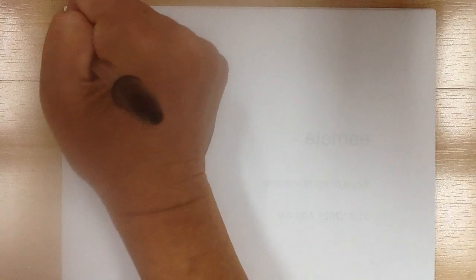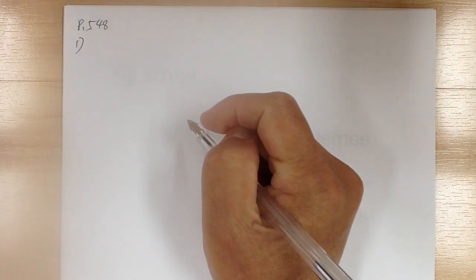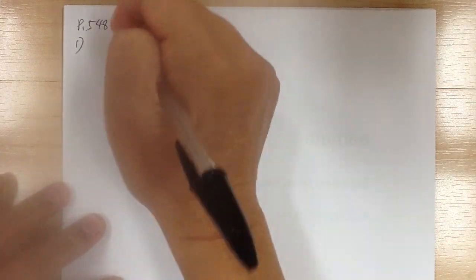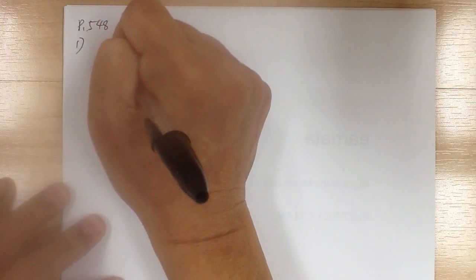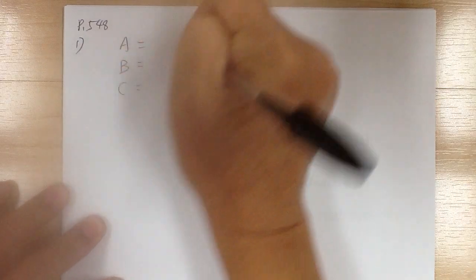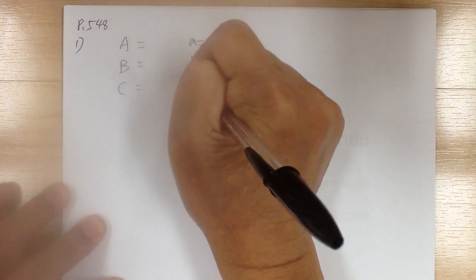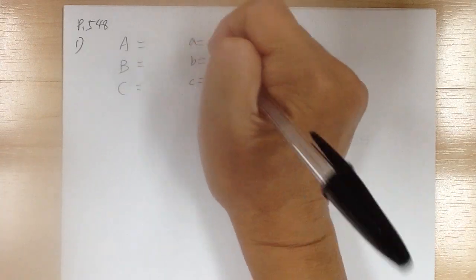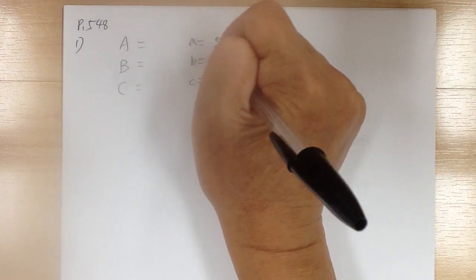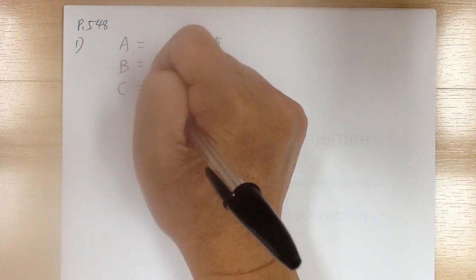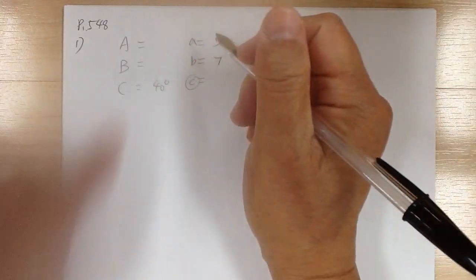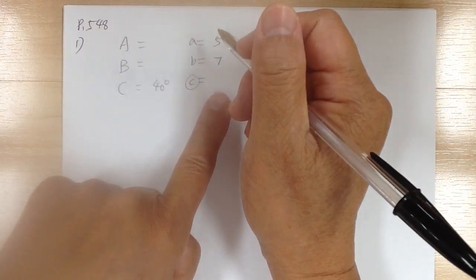Let's go to page 548 and start with number 1. Okay, so this one you're looking for the missing part. Whenever you're solving for a triangle, it's better to keep things organized by doing A, B, C, and then small a, small b, small c. This one has small a equal to 5, small b equal to 7, and angle C equal to 40 degrees, and you're looking for this one. You don't have to solve for the other ones, they only ask for this one.